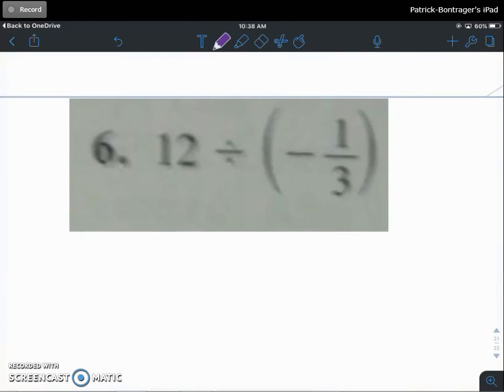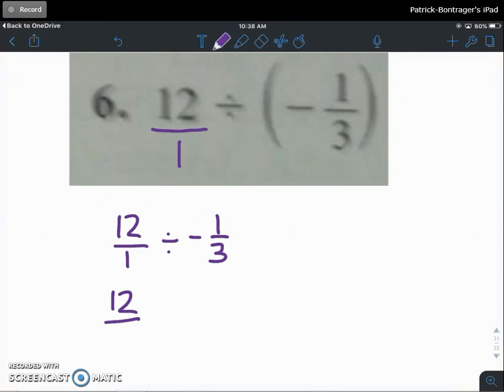Division, just real quick, when I divide, I need to flip and multiply. Okay, so I need to make both fractions again. So I get 12 over 1 divided by negative 1/3. To divide fractions, what we're really doing is multiplying by the reciprocal. So this is going to be 12 over 1 times negative 3 over 1. 12 times negative 3 is negative 36. I get negative 36 over 1, which reduces to negative 36.